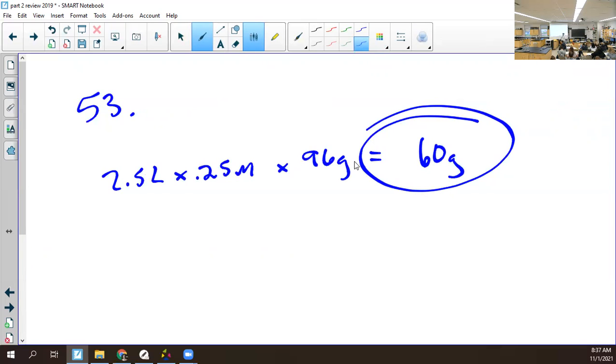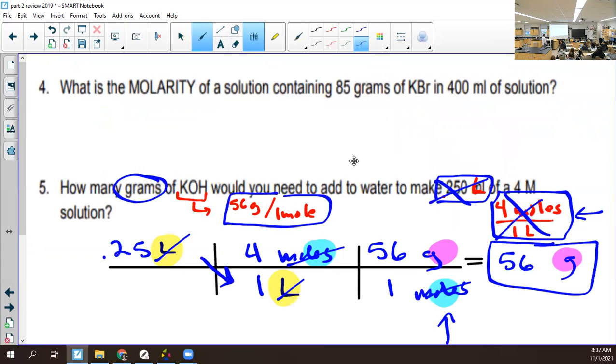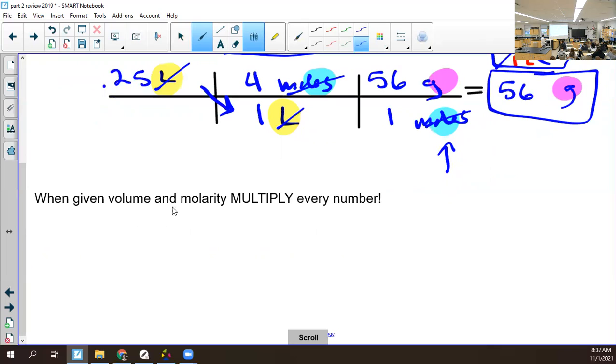As the typed words say, when given volume and molarity, multiply every number. Now, don't do that for any other ones except for this style. Okay, we have to hurry.